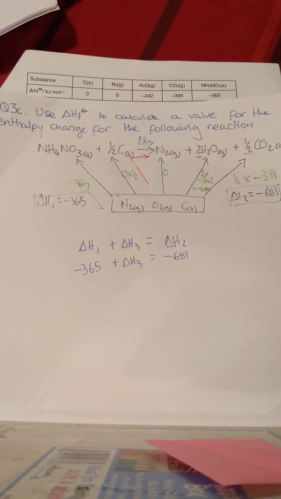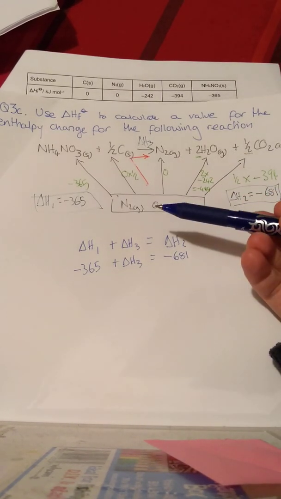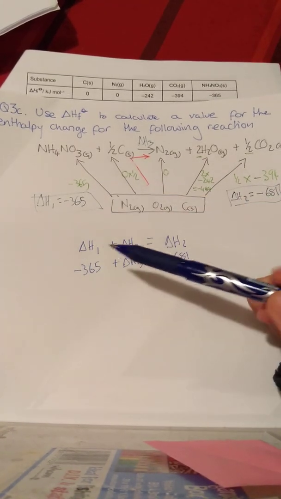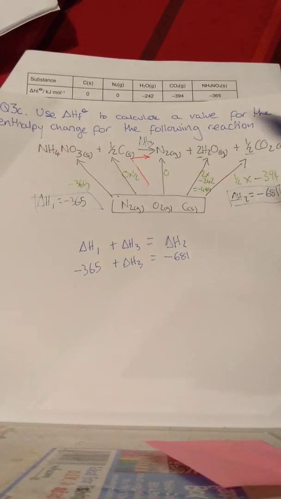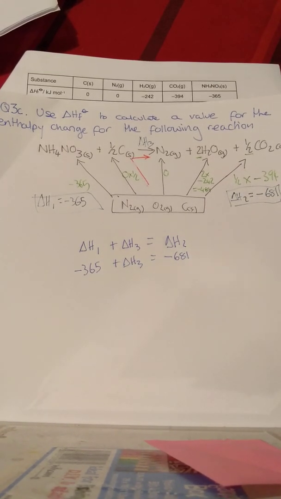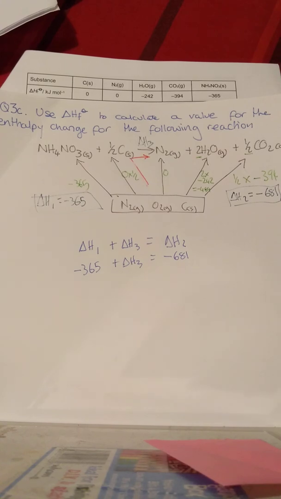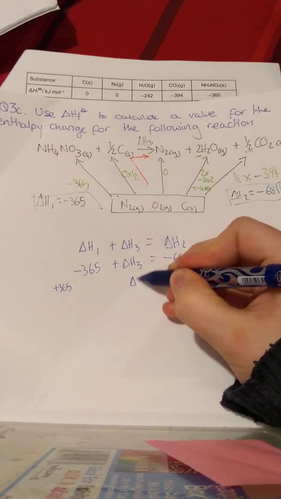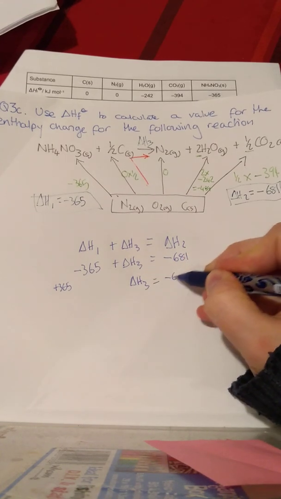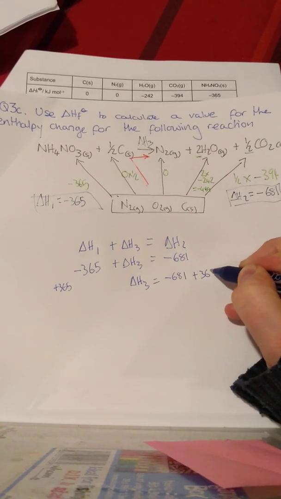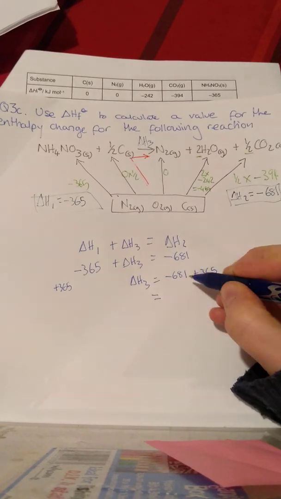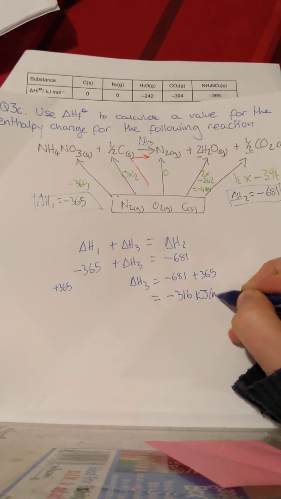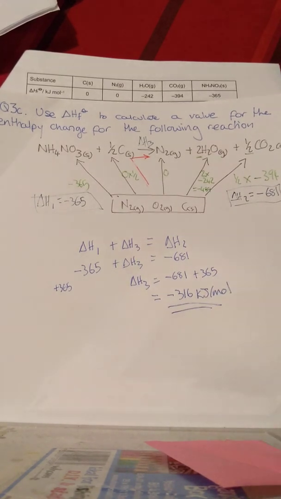So I'm going to rearrange to make delta H3 the focus. Now I could have done this earlier, but I find that a lot of people get muddled with a negative sign. So if you put it in like this, you're less likely to make a mistake. But obviously I trust your math skills to make a collective decision. So I'm going to plus 365 to each side, so I get delta H3 equals minus 681 plus 365, and that gives me the number minus 316 kilojoules per mole. And that's the correct answer.